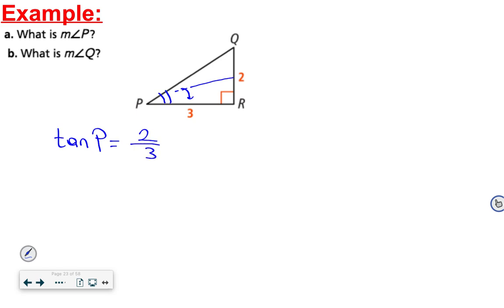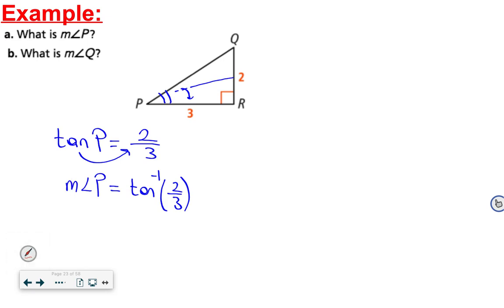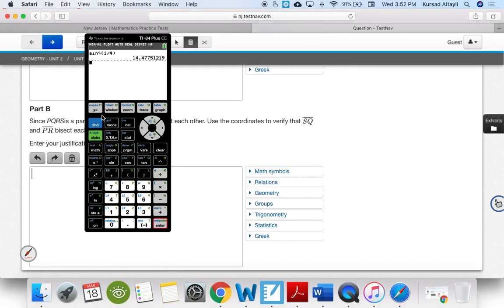To be able to find the angle P, what is the measure of angle P? You need to use the inverse operation. So measure of angle P is going to become tangent to the power of -1, which means the inverse of tangent 2/3. To be able to get the measure of this angle, we need to use the TI calculator. Let's use it.